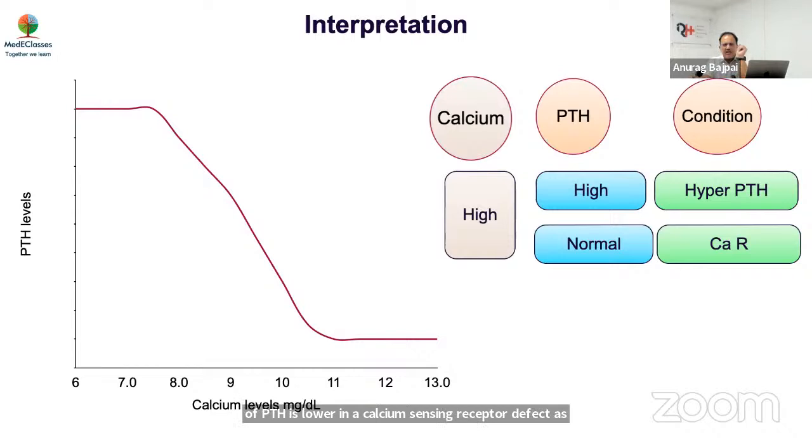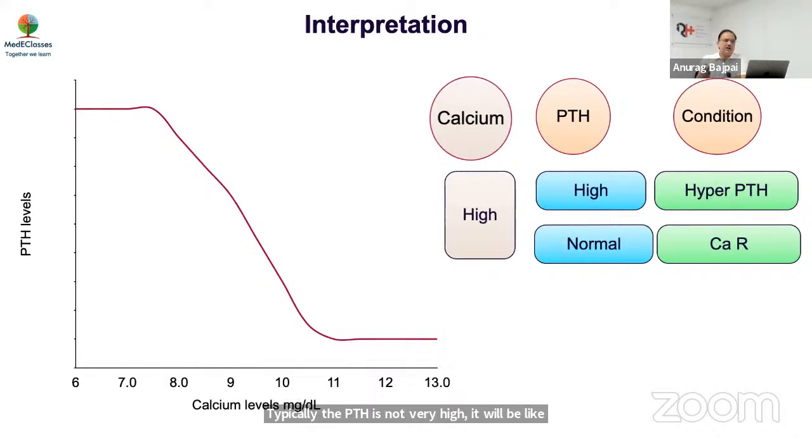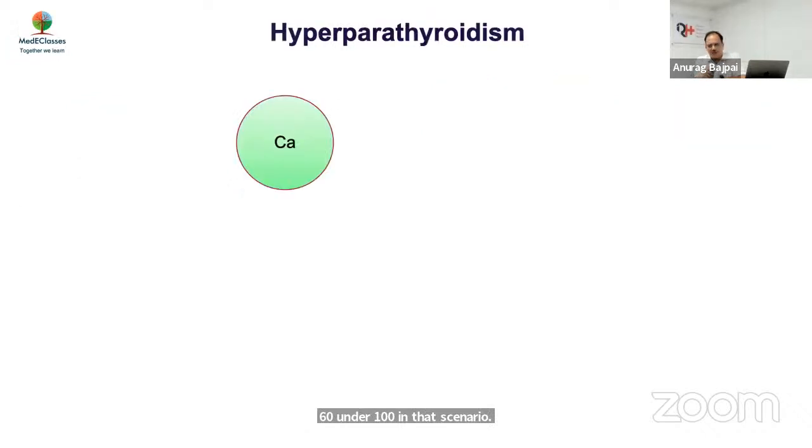Remember that the high levels of PTH you see in the setting of secondary hyperparathyroidism, like 200, 300, are rare in scenarios of primary hyperparathyroidism. If you have PTH in hundreds and you have hypercalcemia in an older individual, think of a parathyroid malignancy. That's a strong possibility to think of. Typically, the PTH is not very high. It will be like 50, 60, under 100 in that scenario. But any PTH above 20 with a high calcium is significant in that scenario.